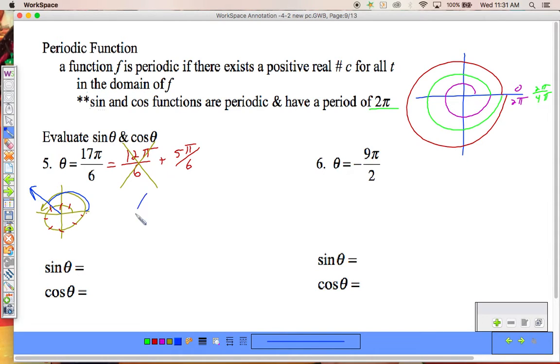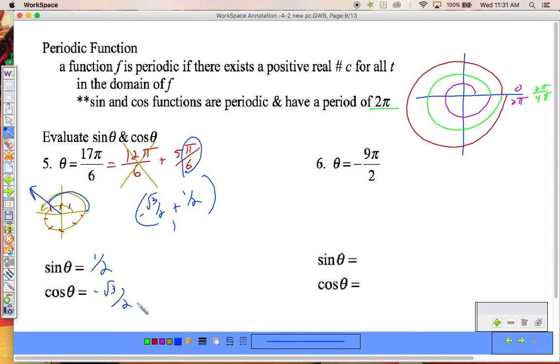So 5 pi over 6 is in the second quadrant, which is a negative, positive. All my pi over 6s are square root of 3 over 2, 1/2. So that tells me my sine is 1/2. My cosine is negative square root of 3 over 2. So when we talk about doing these in periods, we're going to ignore full rotations, because I don't need to know how I get there, I just need to know where I end up.